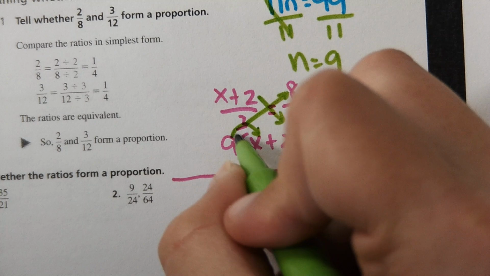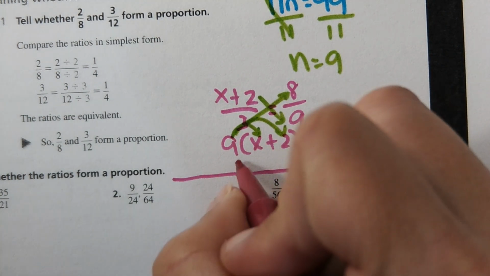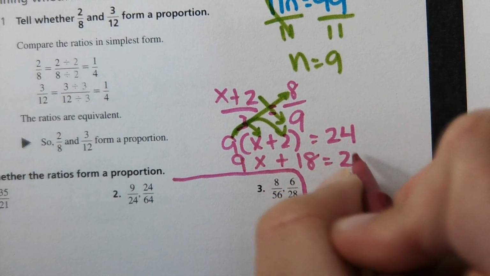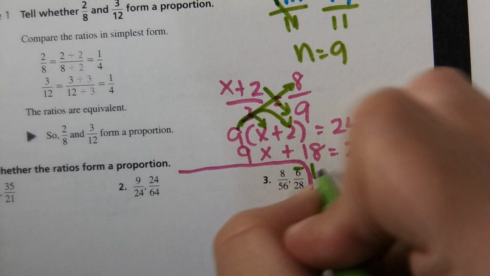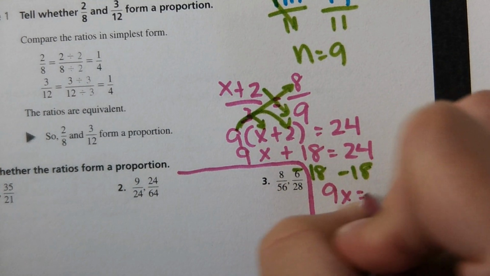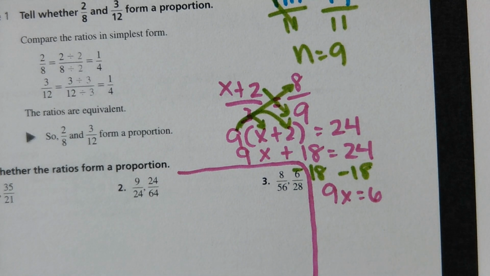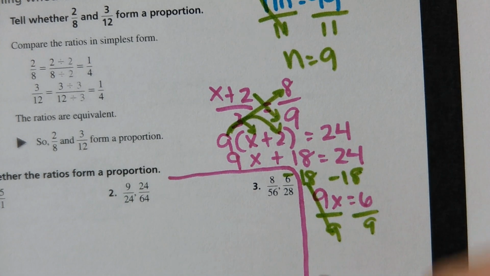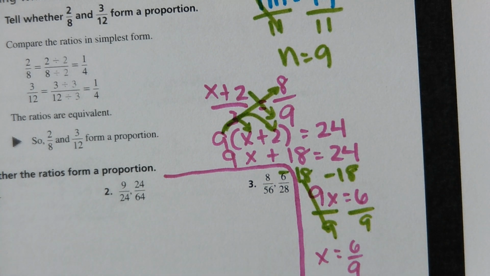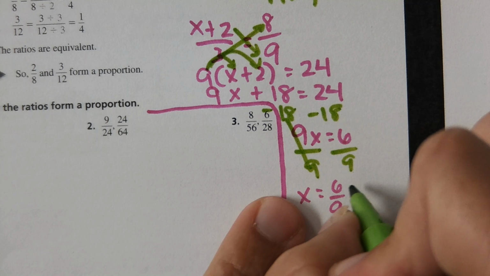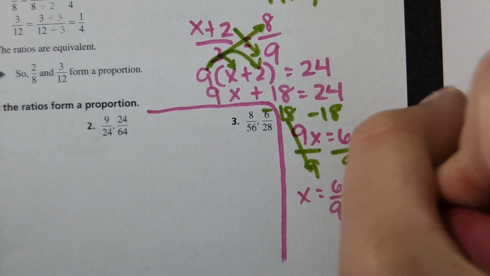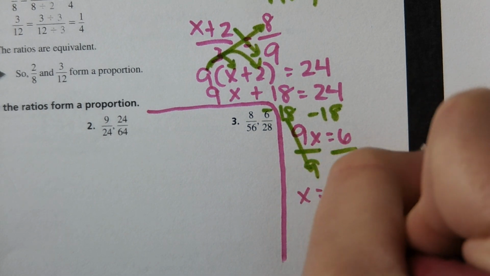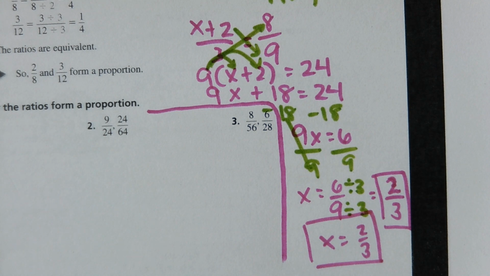Okay, and then from here, we distribute the 9 to both of those terms. You would get 9x plus 18 equals 24. Subtract 18 from both sides, and 9x equals 6. Divide by 9, and you get x equals 6 ninths. You would want to simplify any fraction you got, so divide both of these by a common factor, which would be 3, and you get 2/3. So x equals 2/3 right there. So that would be the hardest style that you'd get.